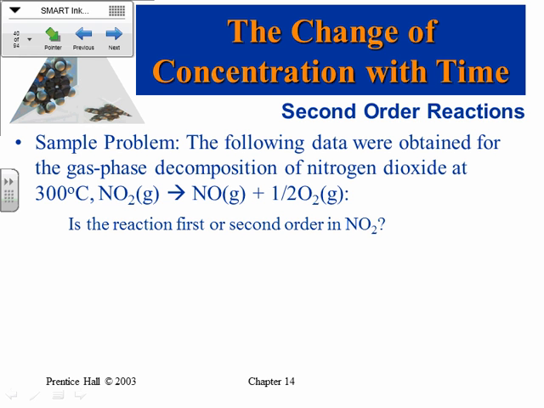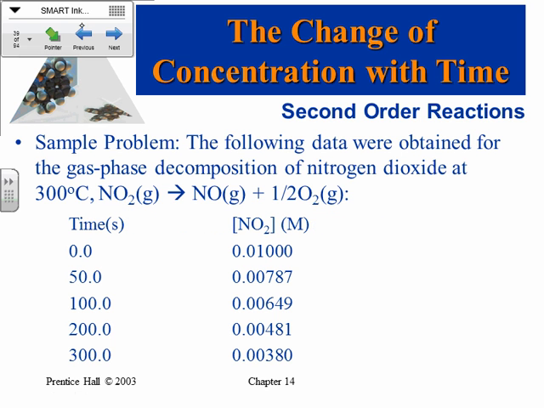Well, how would we figure that out? Okay, well, I mean, you're right. We have to do an experiment, which they have done, right? So here's the data for the experiment. But how would we use the data from the experiment to figure out what order this reaction is?